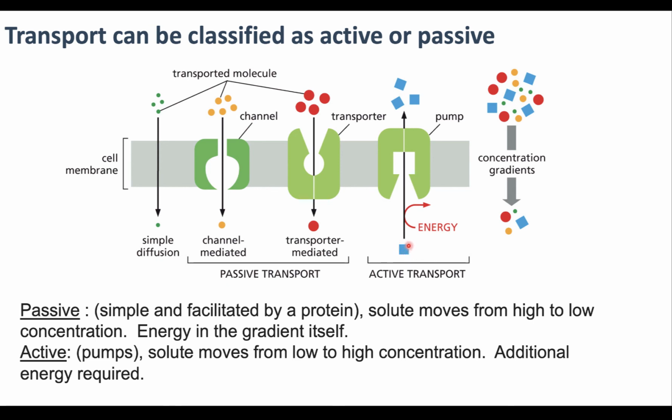This blue square is at a low concentration inside the cell and a high concentration outside the cell, but we're still going to keep moving it in that direction. So to do this, there has to be an additional source of energy to pump. So think of pump as something you have to plug in, right? That's something where you need additional source of energy, and this is going to allow for movement from low to high concentration. For simple diffusion, channel-mediated facilitated passive transport, and transporter-mediated facilitated passive transport, in all of these cases, there is energy within the gradient itself.